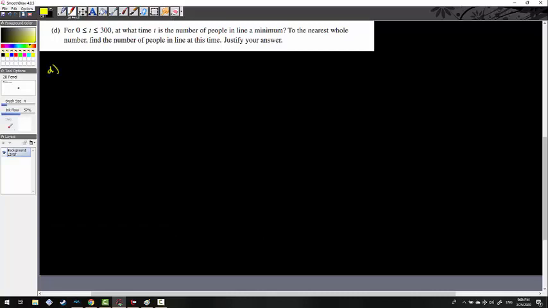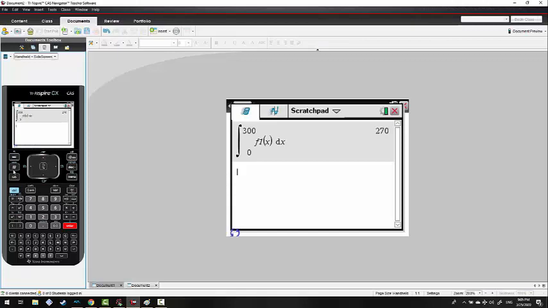So it says, for 0 to 300, at what time t is the number of people in line a minimum? And we have to round it to the nearest whole number and justify the answer. Typical absolute minimum problem. So what I'm going to do is find my candidates for an absolute min. Well, at minimum, it's going to be at t equals 0 and 300, because those endpoints are always candidates for an absolute min. Other candidates for an absolute min occur when the functions cross each other.